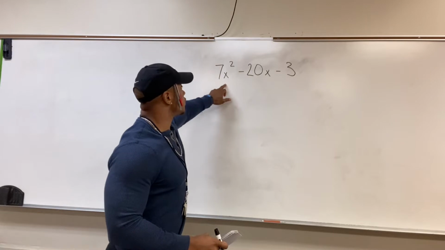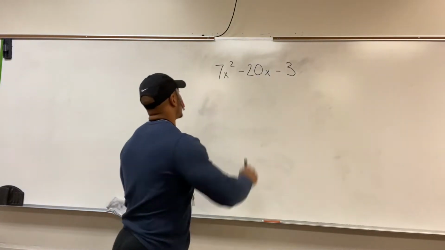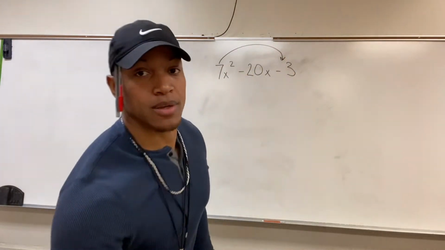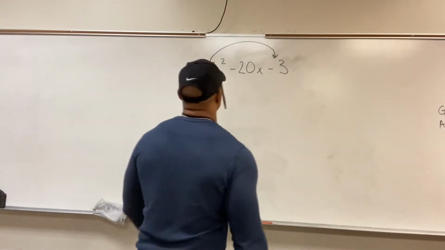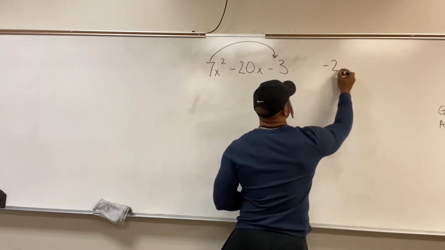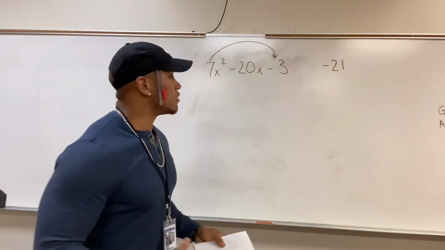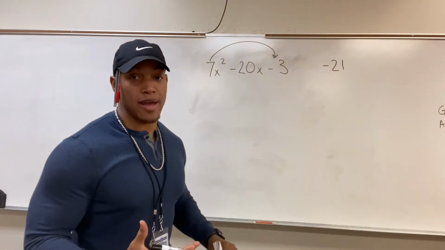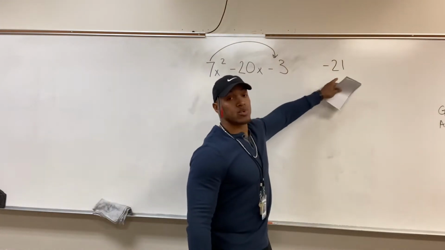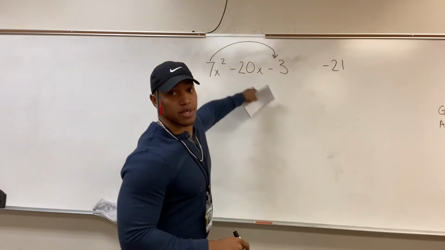So the first thing we need to do is multiply this leading coefficient by our constant, okay? So we're gonna take 7, multiply that by negative 3. Okay, positive 7 times negative 3 is going to be negative 21, okay? So next step, we know we need to find two numbers, positive or negative or opposite, that are going to multiply to equal negative 21, but are going to add to equal negative 20, okay?